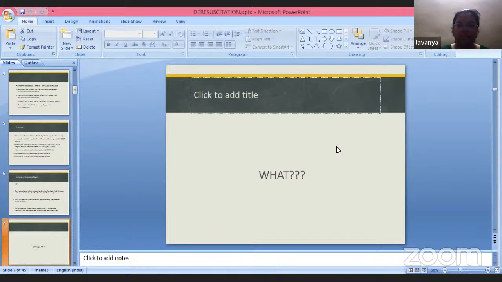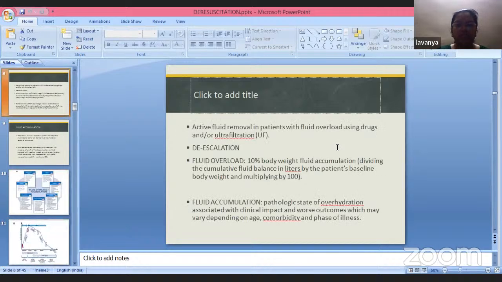It is basically removing the fluid actively, so that the patient who is fluid overloaded, we have to actively remove. Before doing that, de-escalation, that is restricting the already administered fluids, that is ongoing fluid resuscitation, should be conservative or restricted. That is called de-escalation. And de-resuscitation means it is active fluid removal, either through drugs or using an ultrafiltration technique.